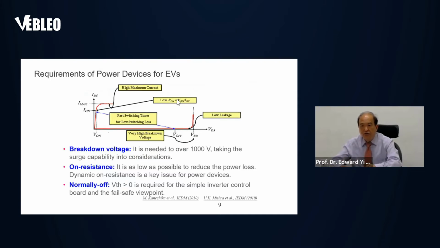And then for car application, for EV application, we need a few key features. First is high breakdown voltage. Next is the on-resistance must be low, so the switching will consume less power. The second part is a normally off device, because the device has to be idle when you are not applying any voltage, so that no car accident would happen. This is from the fail-safe viewpoint.